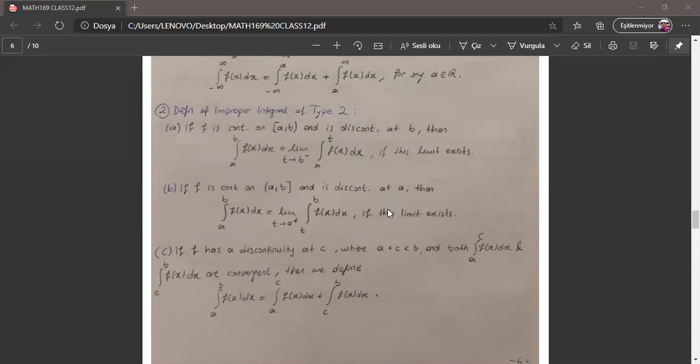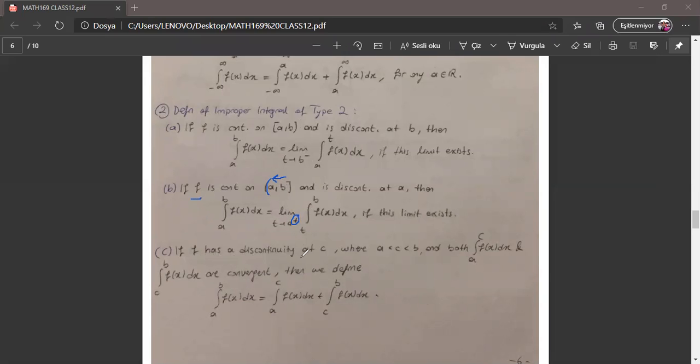For this one, it's again the same. We check this limit. So why do we approach a from the right-hand side? Because it's open here and f is defined on this interval, so we need to approach a from the right. A similar situation holds here.